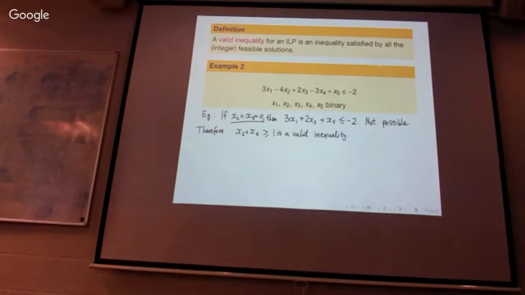This is an example of how you find valid inequalities. I think it's not very clear how you come up with things. You don't need a picture for that. It's a warm-up. Basically another warm-up exercise. Is it possible that x2 is 0? Is that possible?